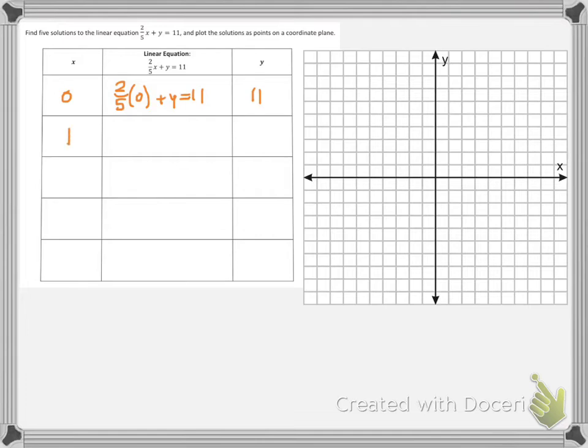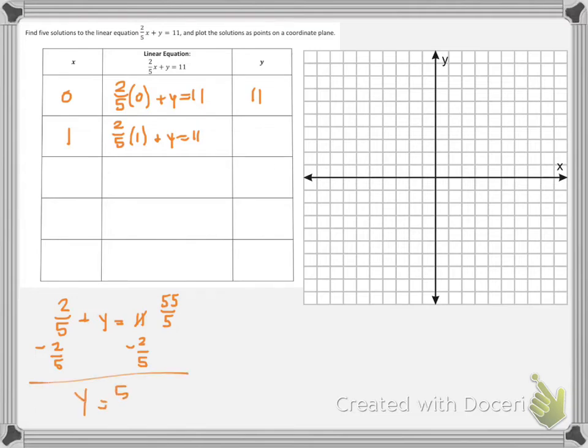If we put a 1 in for x, 2/5 times 1 plus y equals 11. And that gives us 2/5 plus y equals 11. And then I need to subtract 2/5. In order to do that, I need to change my 11 into fifths. So if I multiply the numerator and denominator by 5, I get 55 fifths. That's the same as 11. 55 fifths minus 2 fifths would be 53 fifths. So y equals 53 fifths. That is the same as 10 and 3 fifths. So I'm going to use 10 and 3 fifths here as my y value.